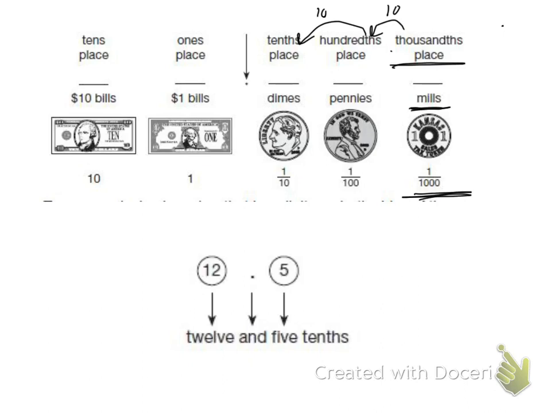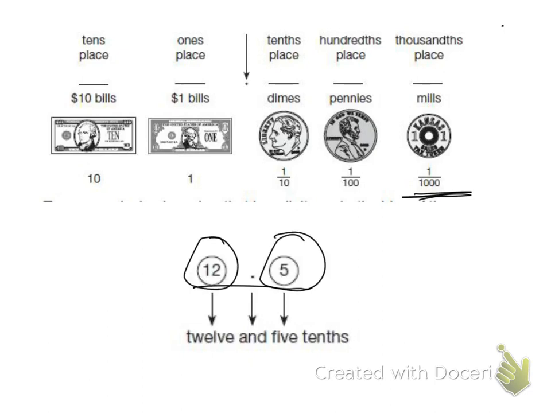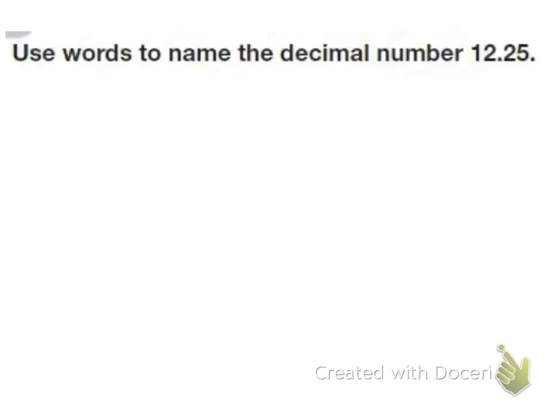Okay, so to name a decimal number that has digits on both sides of the decimal, we mentally break it into 2 parts. When we have a decimal like this, we break it into whole numbers and decimal place. So the whole number we just say as 12. The decimal point we say the word and, and the 5 we say the number and the place value. So 12 and 5/10ths. Okay.